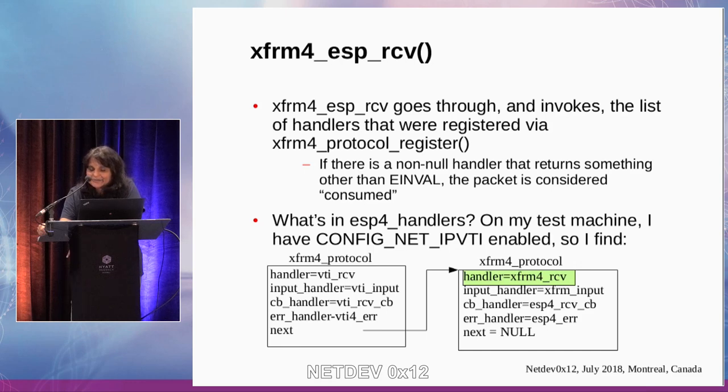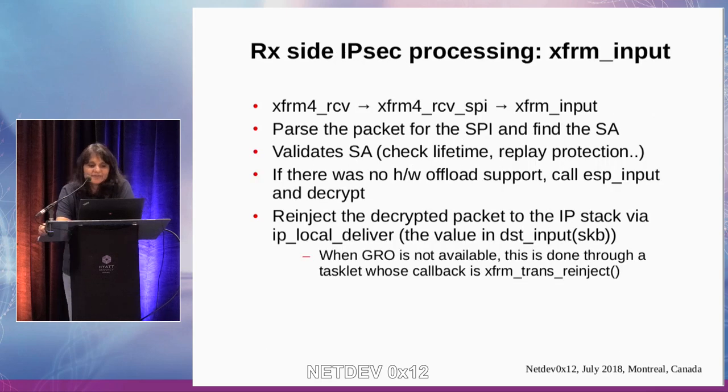So then you go to the next handler, which is XFRM for receive. And here we find our SPD and our SA and everything. So now we are ready to actually eat this packet. So this is where we actually do all of our receive side IPsec. We look in the packet, we look at the SPI, we find the security association, look at the parameters in the SA, we check the lifetime, we check for replay protection. If there's no hardware offload support, we call ESP input at this point and we decrypt.